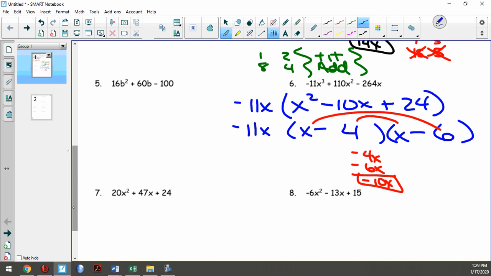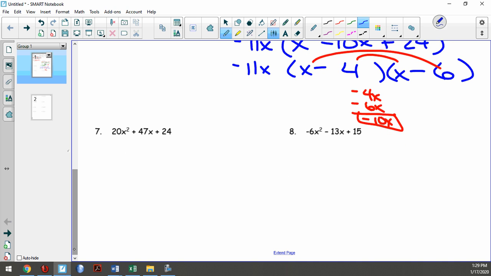Okay, what's the next one I circled? 7. Talk to me about number 7. What do you look for first? GCF. Do I have a GCF? So let's find the smallest number up there. The smallest number is 20. Does 20 go into 47?